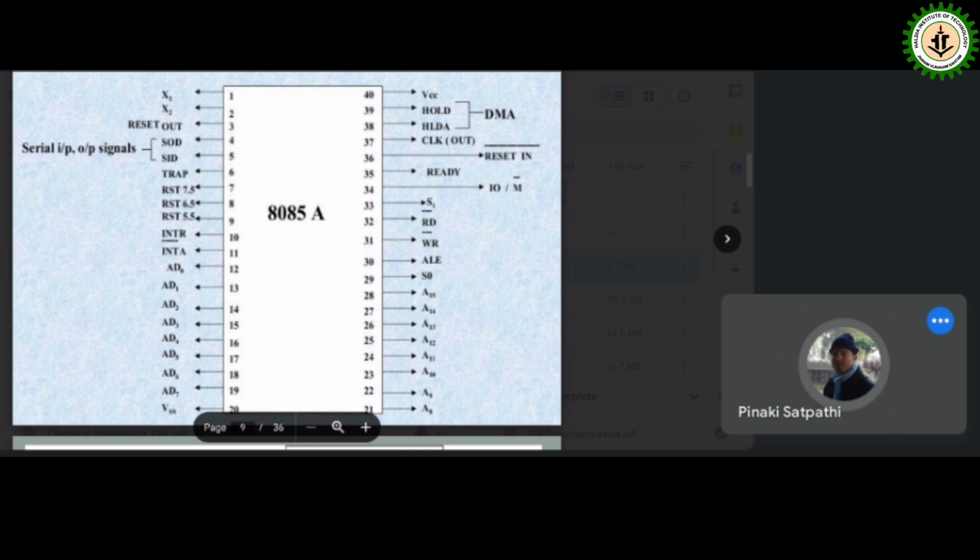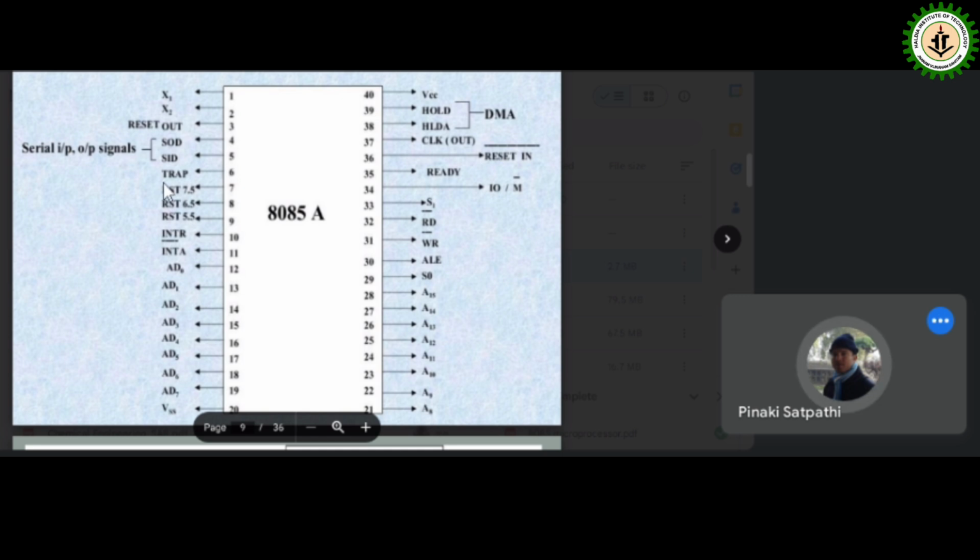After that, control goes back to the main program by popping the address from the stack pointed to by the stack pointer. Among these, TRAP has the highest priority, followed by RST 7.5, 6.5, 5.5 and then INTR. Next is INTA bar, known as interrupt acknowledgement. It is an output signal from the microprocessor. When it goes low, the microprocessor acknowledges the arrival of the interrupt.